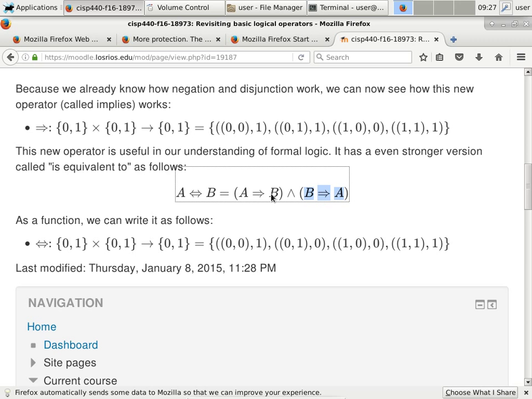Then you have not B or A, where it's exactly the opposite. Any row that has B being false, the whole thing is going to be true. So this is true, and this is true. And any place where you have B being true, but A being false, it is going to be false. And then the last one is true as well. So now you take the conjunction of these two, not A or B, and not B or A. So what do you get? 1 and 1 is 1. 1 and 0 is 0. 0 and 1 is 0. 1 and 1 is 1.